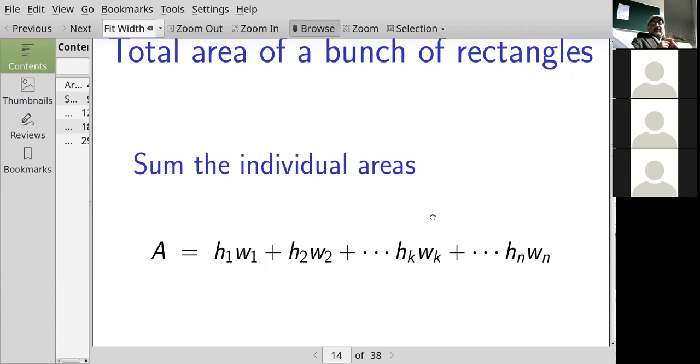So if I have n rectangles and I'm laying them side by side and I want the total area enclosed by the rectangles, I add up the height times width of each rectangle. I add up all the areas of the individual rectangles, and I will get the total area enclosed by the rectangles.